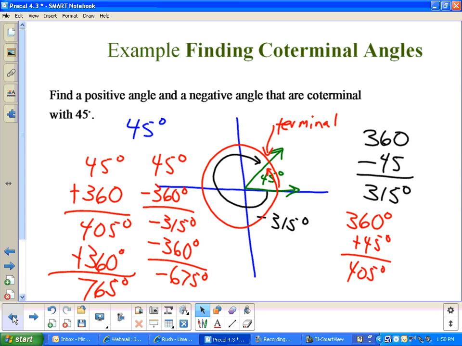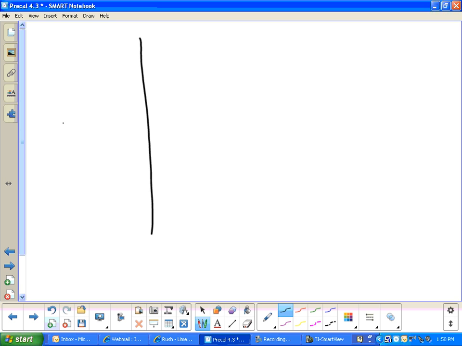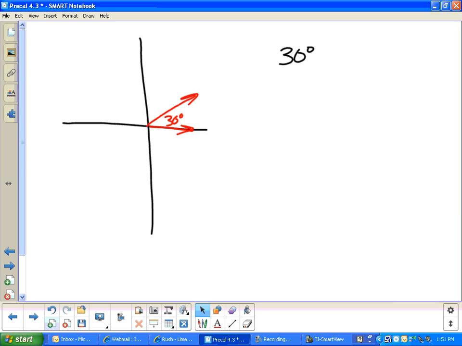Before we do it in radian measure, let's try another problem. I'd like you to try this one. Find angles that are coterminal with a 30-degree angle. Here's my 30-degree angle. And I'd like at least one of them to be negative. I'm going to wait a minute while you try this problem.